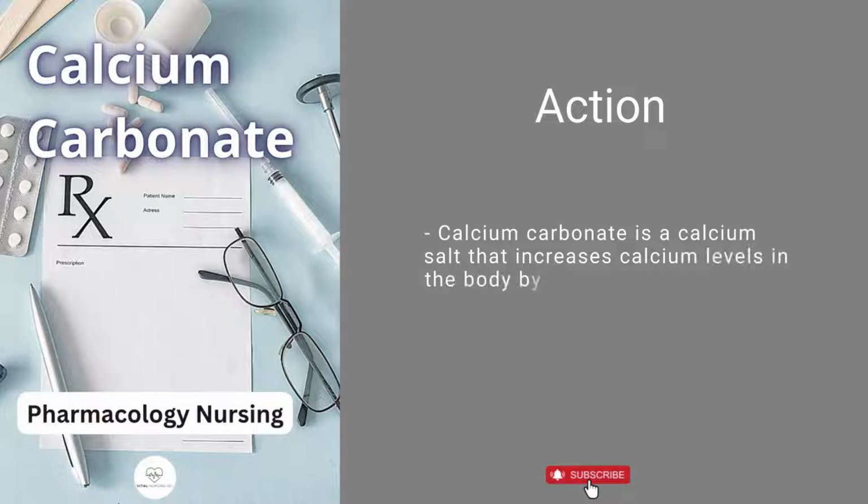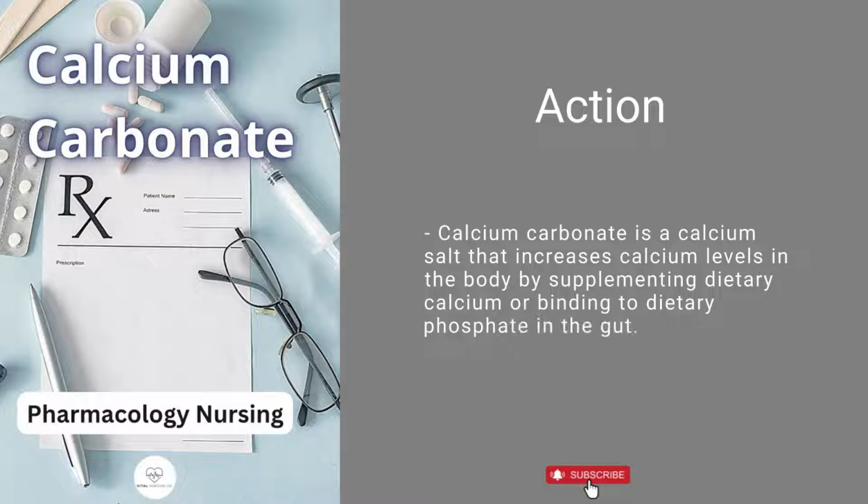All right, moving along, let's now learn about the action of calcium carbonate and how it works. Calcium carbonate is a calcium salt that increases calcium levels in the body by supplementing dietary calcium or binding to dietary phosphate in the gut. As an antacid, it reacts with gastric acid to produce calcium chloride, water, and carbon dioxide, thereby reducing acidity. When used as a phosphate binder in CKD, it reduces phosphate absorption by forming insoluble calcium phosphate in the gastrointestinal tract.